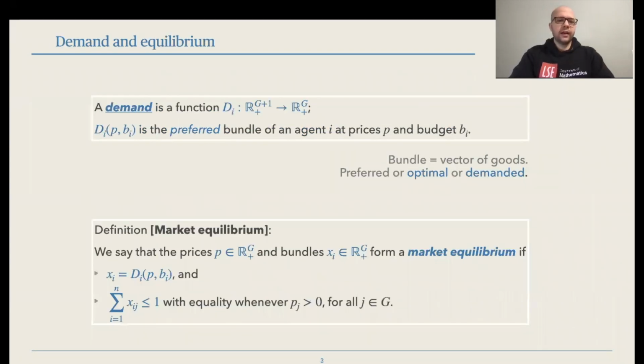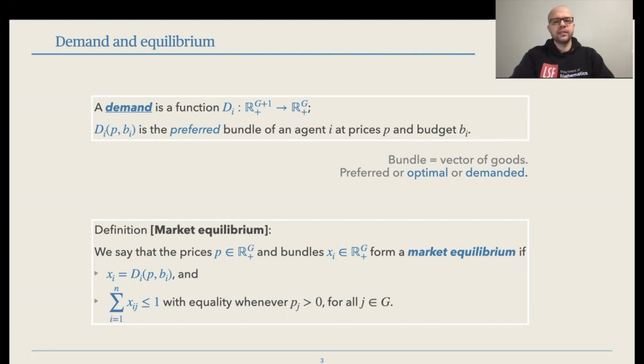For each agent i, a demand is given as a function d_i. This function d_i takes as input some prices p and budget b_i, and then it outputs the preferred bundle of agent i at the prices p and budget b_i. Here, by a bundle, we mean a vector of goods, and instead of preferred, we also might use optimal or demanded bundle. Knowing what the supply and demand is, let us formally define market equilibrium.